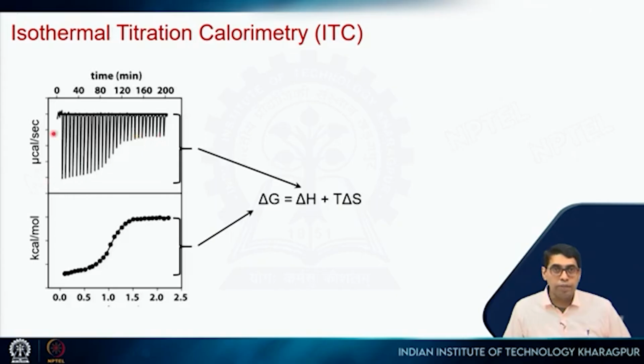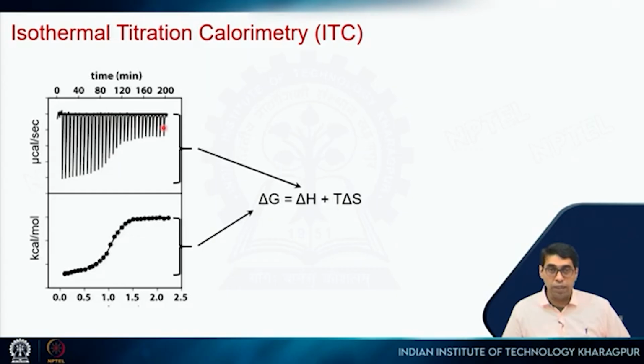So you can see that the first injection gives you a much bigger peak, and then slowly it becomes smaller and smaller, and then finally it flattens out, right? You can still see that there is a peak here, even though it has flattened out, but the same amount of peak is there. The reason for this is the dilution effect of your ligand.